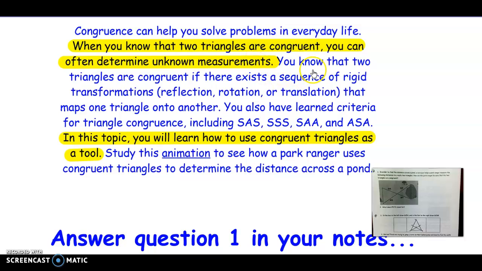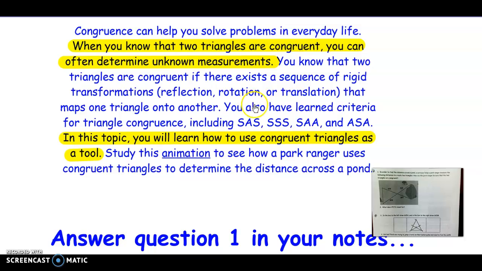So we know that if two triangles are congruent, there is a sequence of rigid transformations. Those are the reflections, rotations, and translations that would map one triangle onto another. And we looked at that in depth in lesson 9.1.